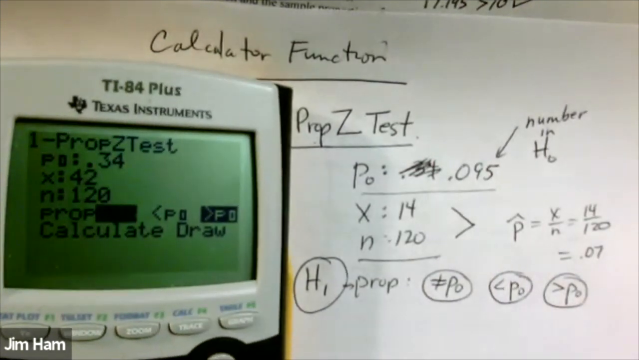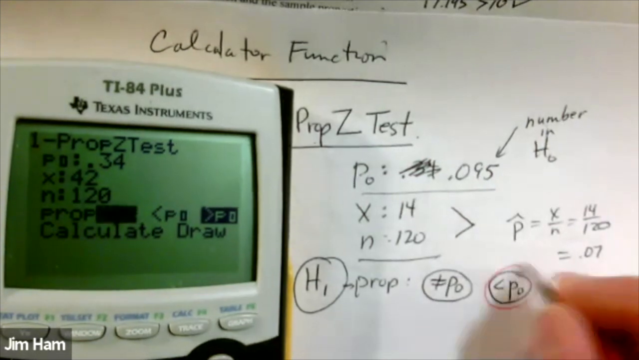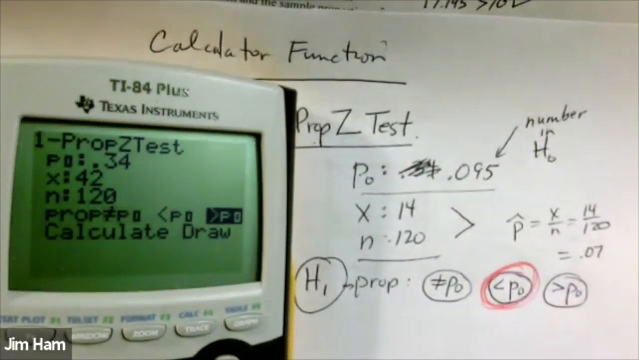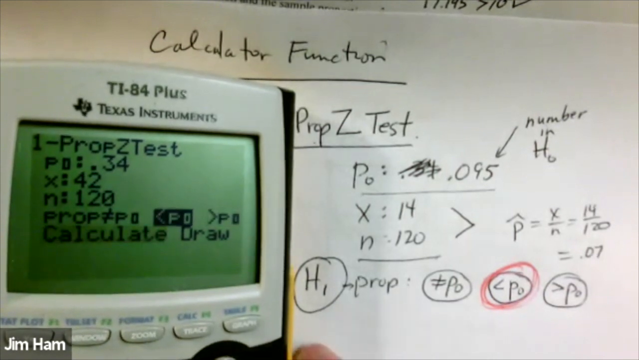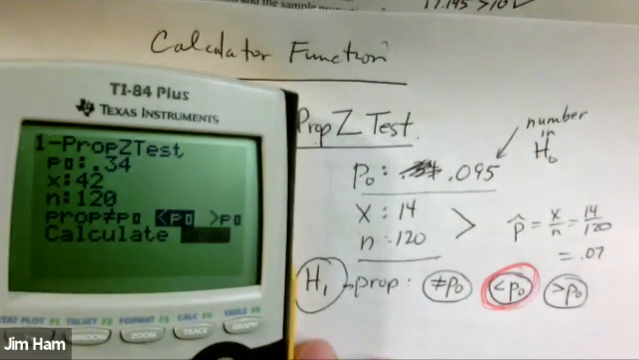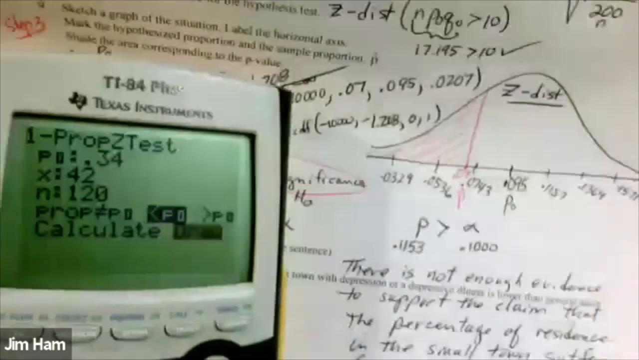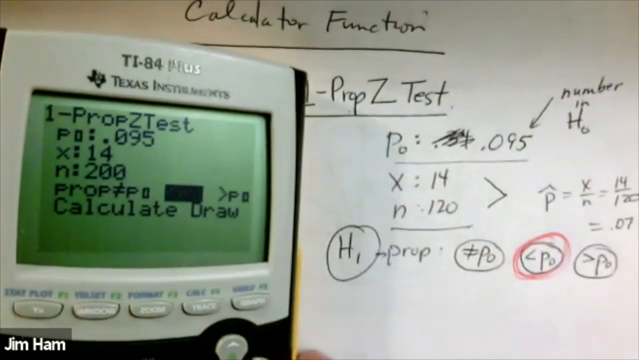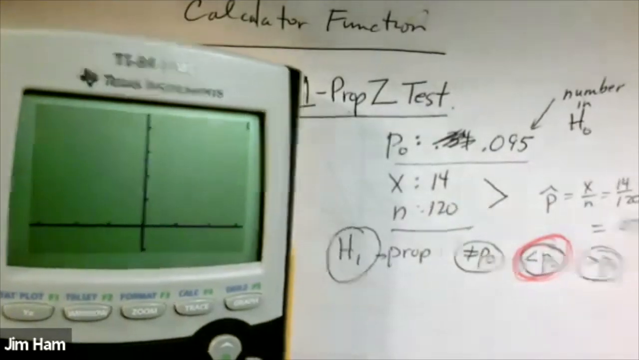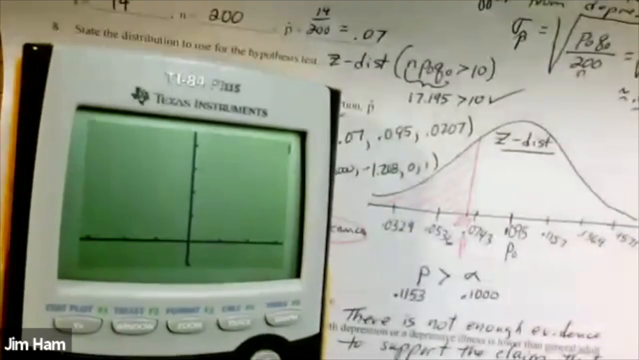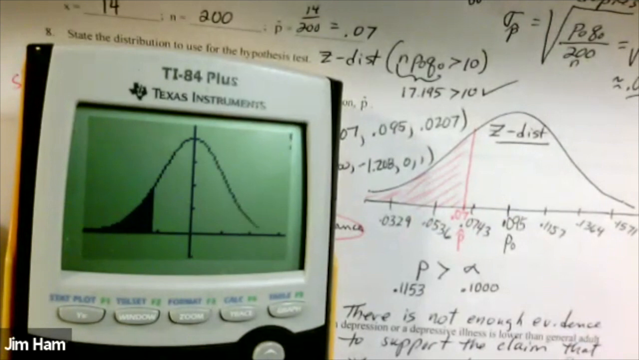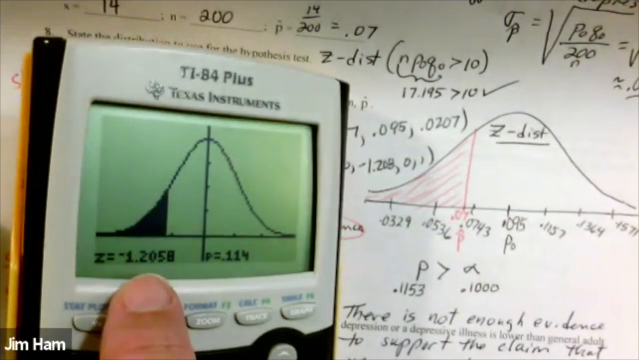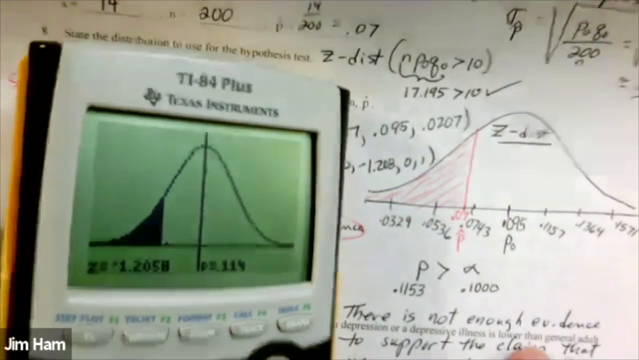And for our test, we had the less than sign, so we're going to select this one here. And that's the middle one. If you do draw, it's going to draw your p-value just like we did here. Let's take a look. All right, so now if we draw, hopefully we'll see this picture. And notice that number right there, that's z, negative 1.2058.